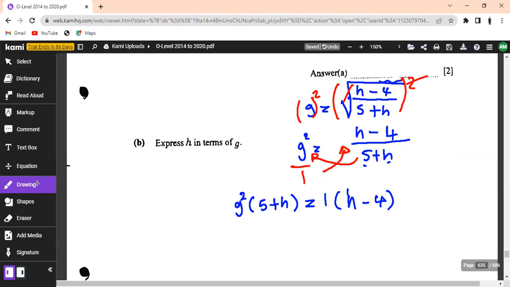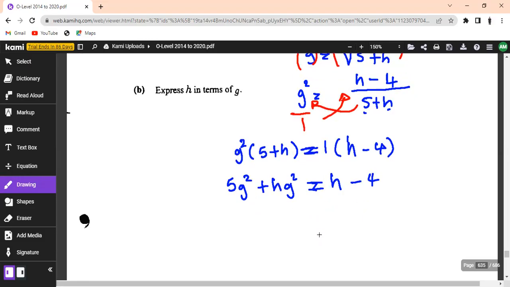So you can expand the brackets: g squared times 5, which is 5g squared, and g squared times h, which is hg squared, depending on how you want to write it. 1 times h is h, and 1 times minus 4 is minus 4. So this is the equal sign here. So take note, guys. All right, so from this stage, what are you going to have?